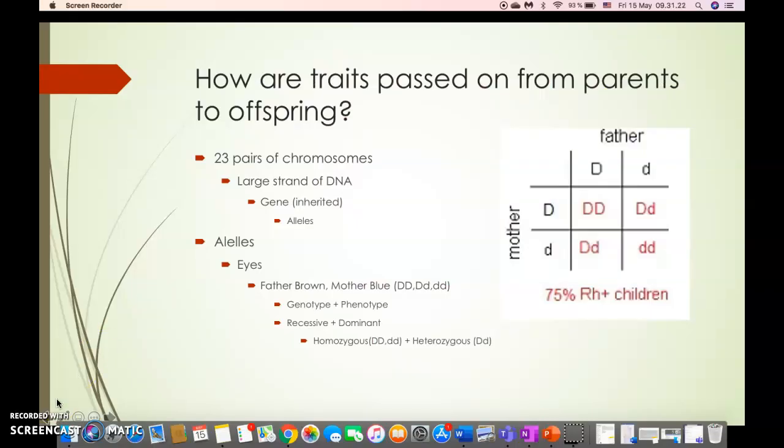Okay, so now we're moving on to the next one, which is how are traits being passed on from parents to offspring. So generally, you have 23 pairs of chromosomes in every cell, and on those you have one from your mom and one from your dad, and each of these chromosomes has a large strand of DNA. And on this DNA, there's a code for the gene, and the genes are traits that we inherit from our parents.